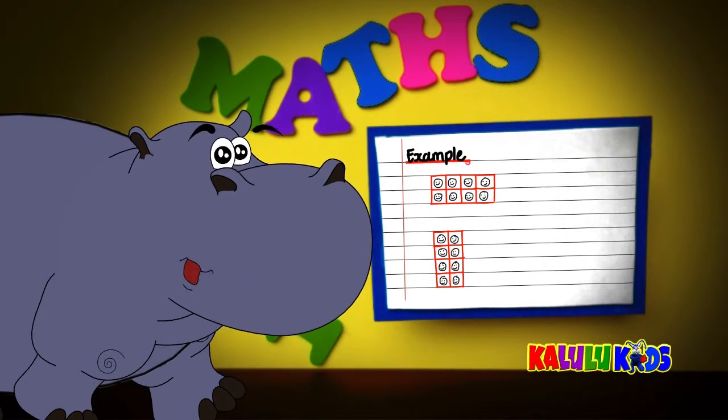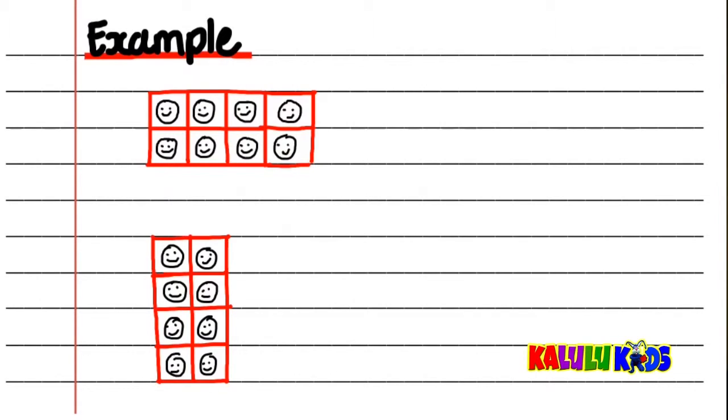Look at this example. In this example, there are 2 rows. Let's count them. 1, 2. You will also notice that there are 4 columns. Let's count them. 1, 2, 3, 4 columns. Now, this array represents 2 times 4. We always start with the rows, so that's why we start with 2 and we multiply by the columns.